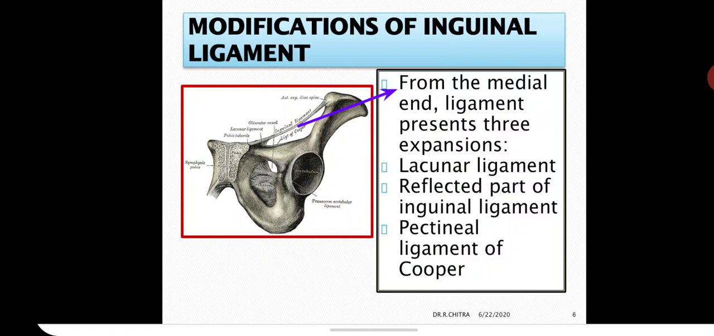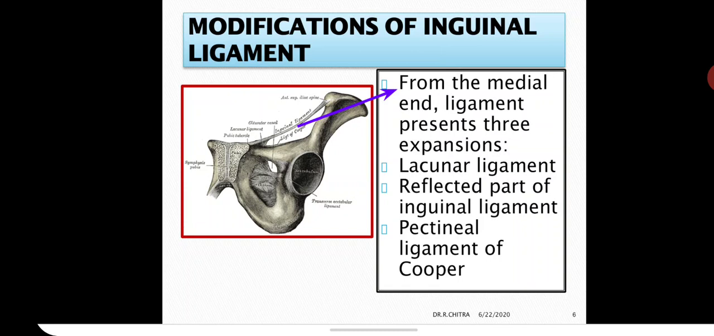Why this is called Cooper's ligament is, the scientist Astley Cooper suggested the importance of this ligament so that it can be used in the repair of the inguinal hernia. So that's why it is called Cooper's ligament.